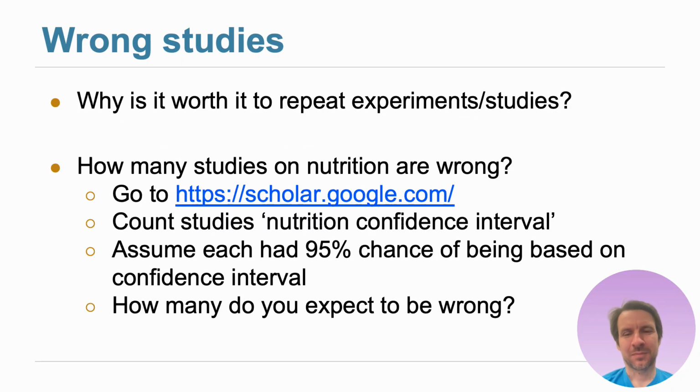Here is a question about wrong studies. Many studies have confidence intervals, right? And say, oh, we've found something and we have 95% confidence that what we did is the right thing. And the question is, how many of them are actually wrong? If you have 100 studies, 5 of them will be wrong, not because of some malicious intent, but just because of the nature of the mathematics behind it.